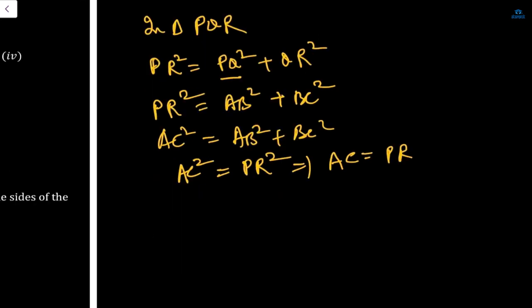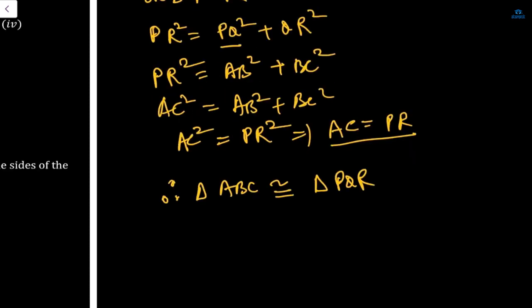Therefore, triangle ABC is congruent, not similar, congruent to triangle PQR. Since the two triangles are congruent, angle B will be equal to angle Q, which is equal to 90 degrees, because angle Q is equal to 90 degrees. So we have proved it. Any doubt? No doubts, ma'am.